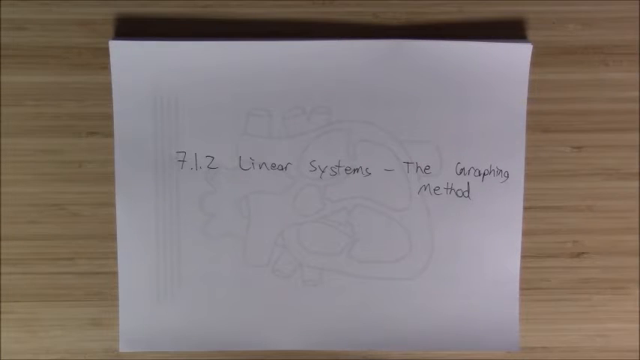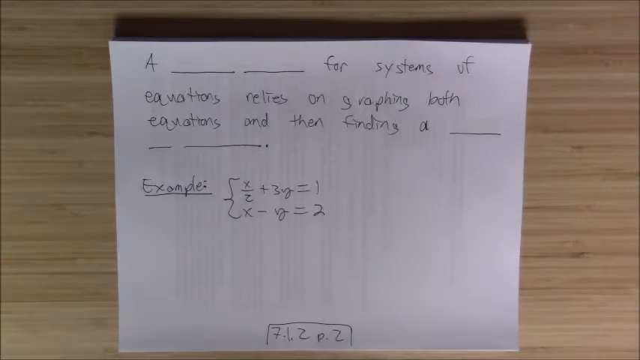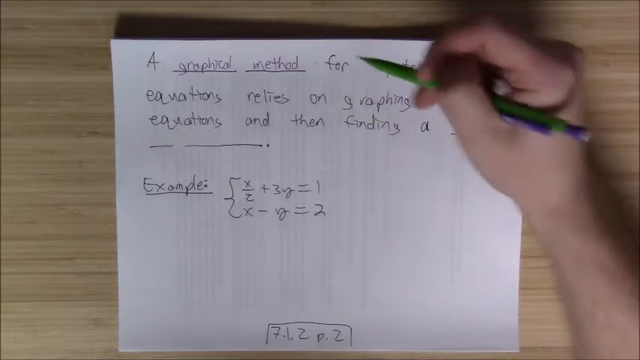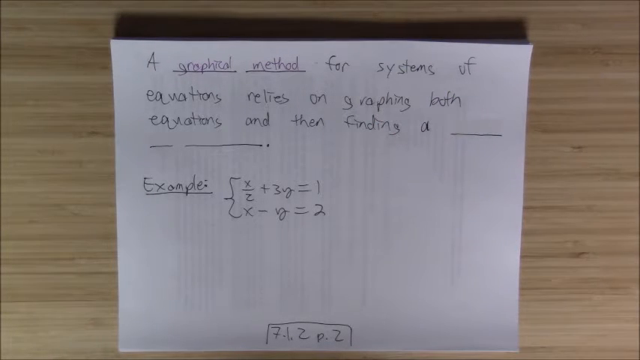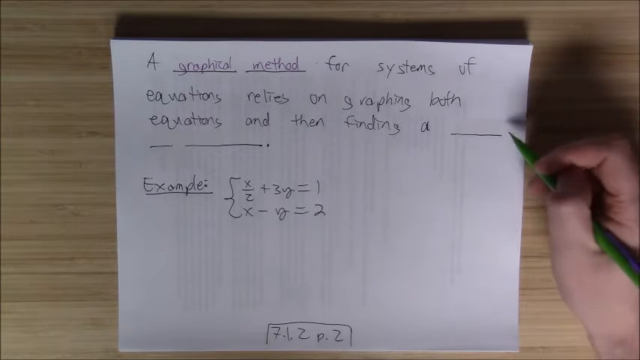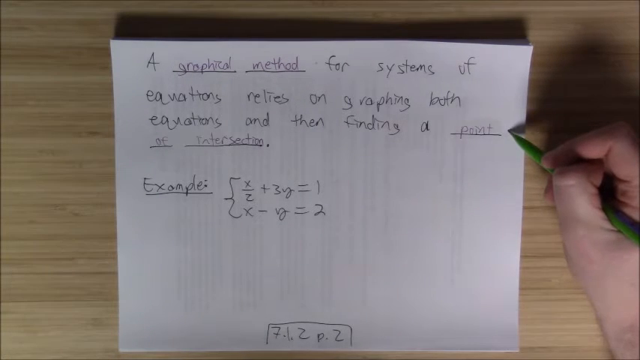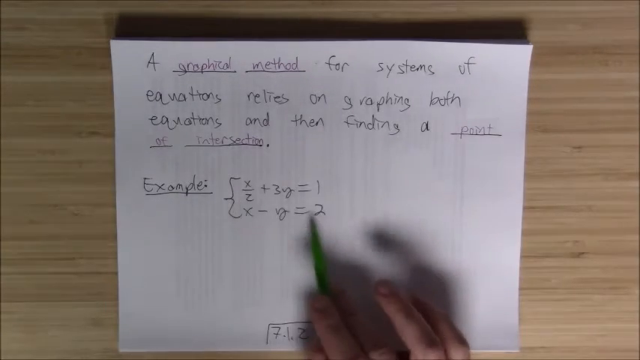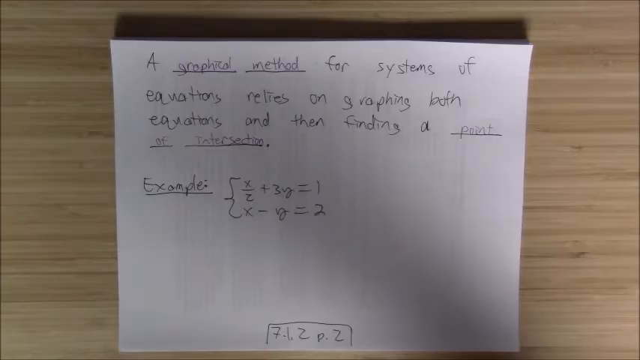In this video, we're going to be talking about how to solve linear systems using the graphing method. So when we talk about a graphical method for systems of equations, what we're really talking about is graphing both equations and then finding a point of intersection. So for example, let's try solving this system graphically.